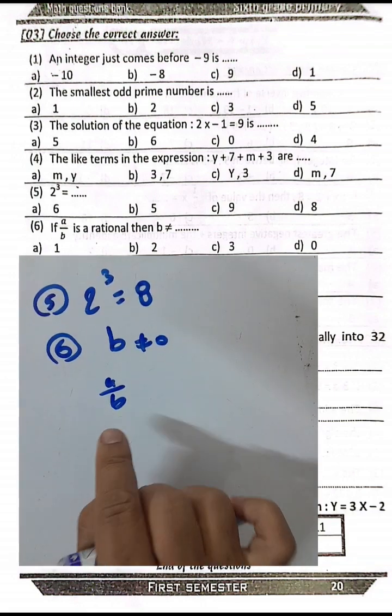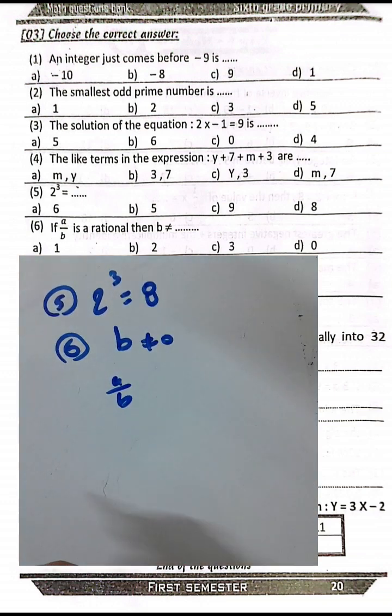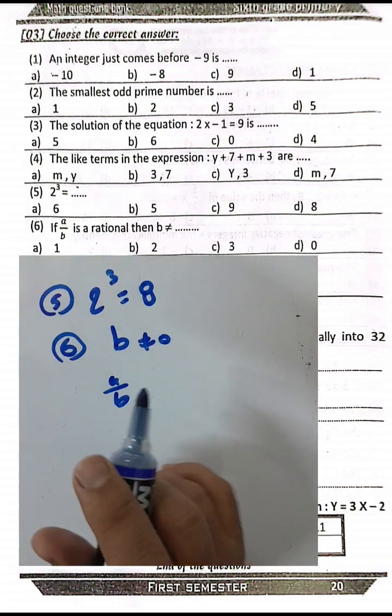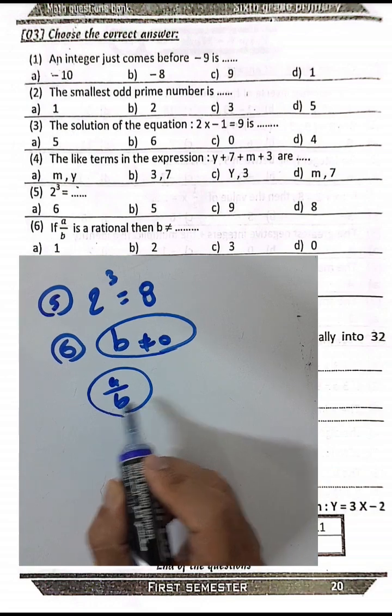Because if we put b equals 0 here, the denominator will be 0, and any number divided by 0 is undefined. Okay, question 6, the rational number a over b if b is not equal to 0. Choose letter D.